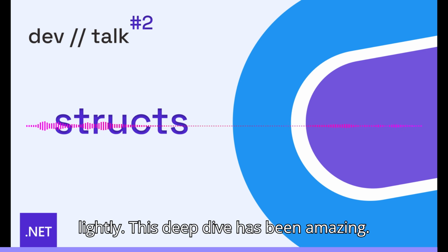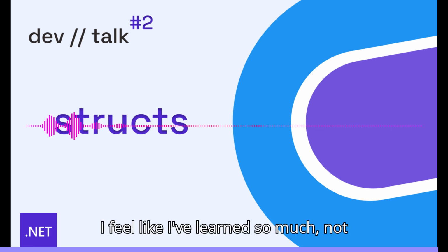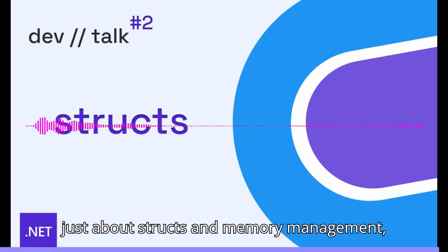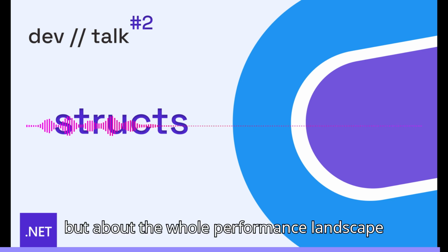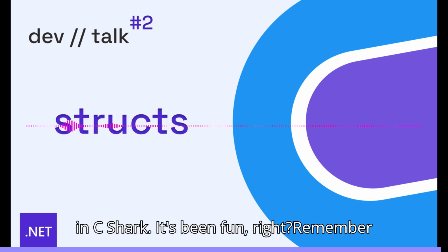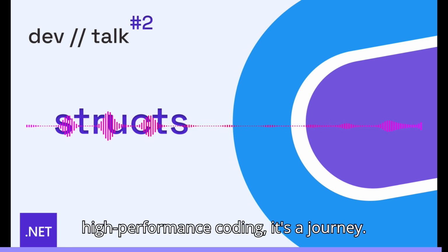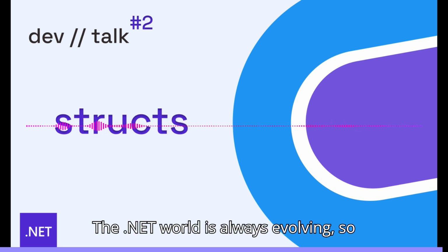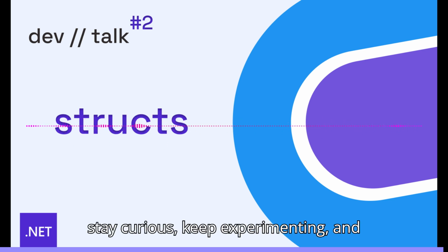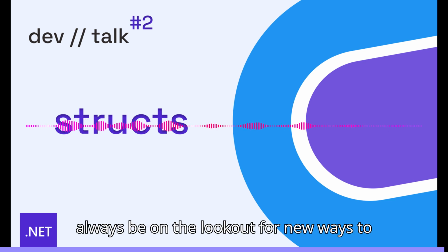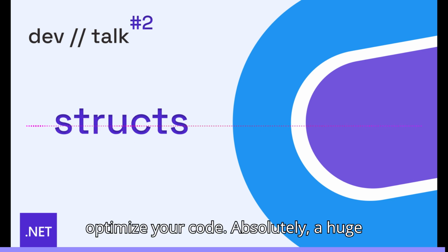This deep dive has been amazing. I feel like I've learned so much, not just about structs and memory management, but about the whole performance landscape in C#. It's been fun, right? Remember, high-performance coding, it's a journey. The .NET world is always evolving, so stay curious, keep experimenting, and always be on the lookout for new ways to optimize your code. Absolutely.